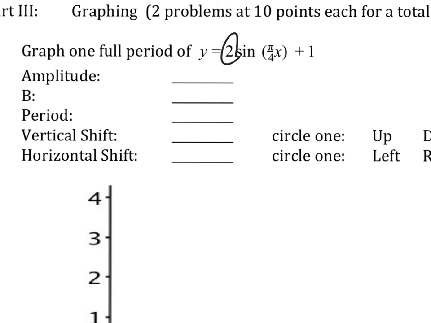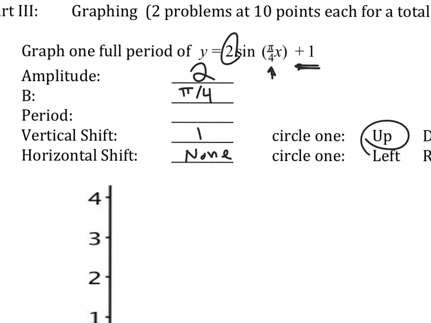The amplitude is going to be the multiplier in front of the function, so that tells us how tall the function is going to be, and that's just going to take the number 2 and use that. The b value is literally the value that appears in front of the x, it's the coefficient. So pi over 4. The period is not going to appear here, so let's hang for a moment on the period and look at what else we can figure out. A vertical shift appears as something added or subtracted on the outside of the function. So we have a vertical shift of 1, which is going to be up. Horizontal shift would be something added or subtracted inside the parentheses going into the function, and there is none of that, so we have no horizontal shift.